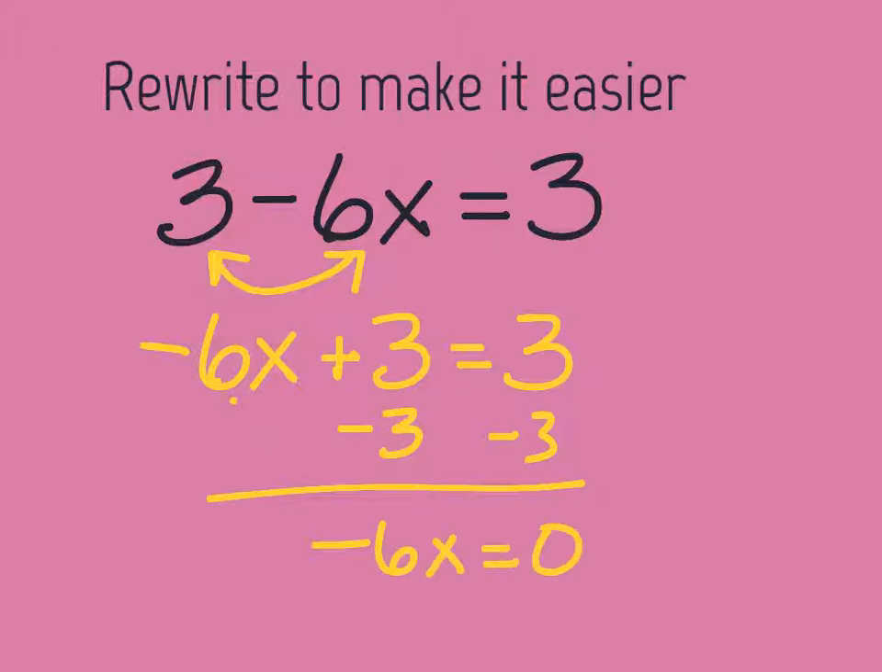This always confuses people. Think about what makes sense. Some number times negative 6 is 0. X has to be 0 on that one. If you did the division, negative 6 divided by negative 6 gives you the 1x that you want. And 0 divided by negative 6 is still going to be 0.